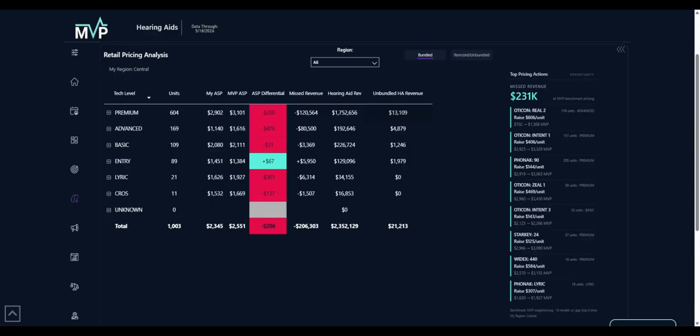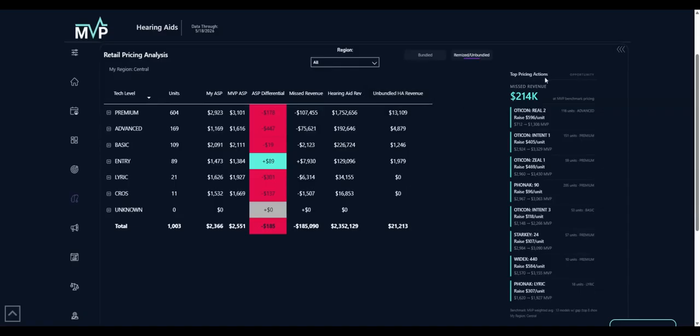By default, MVP assumes your pricing structure is bundled, meaning ASP calculations are based on the total bundled hearing aid invoice amount. However, if your practice operates using an itemized or unbundled pricing structure, you can switch the toggle at the top right from bundled to itemized unbundled. This setting incorporates the unbundled hearing aid revenue column into the ASP calculation for a more accurate pricing comparison. As a side note, if you would like your ASP throughout MVP to consistently be calculated using an itemized structure, please let us know and we'd be happy to make that adjustment for your account.